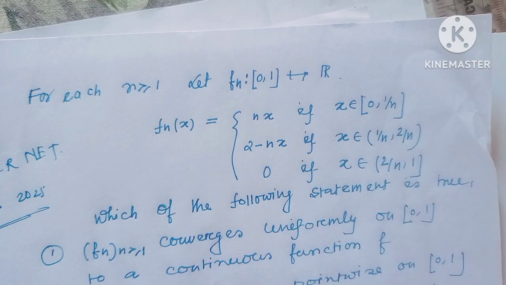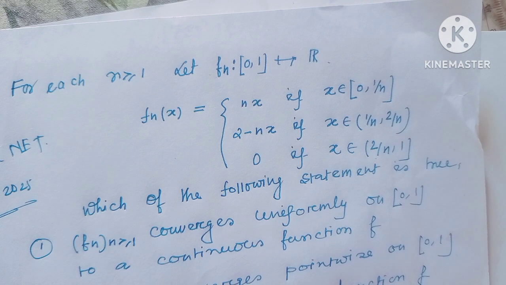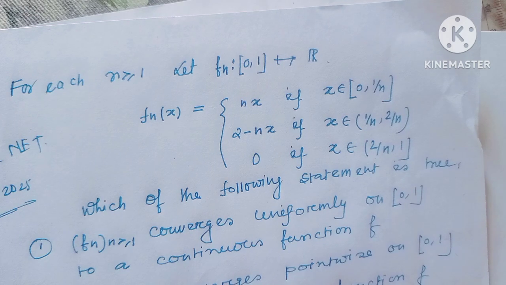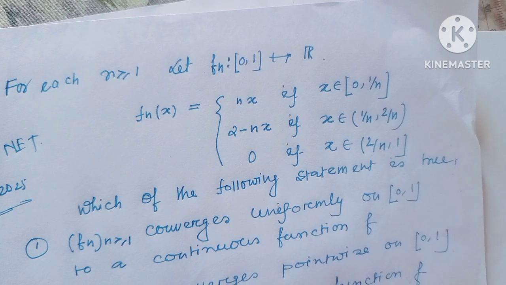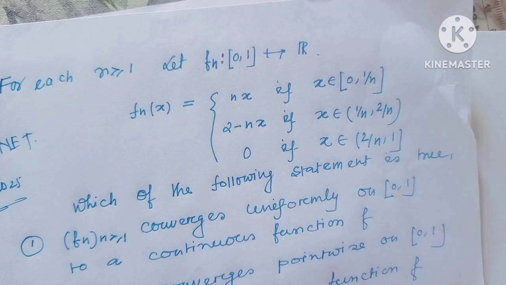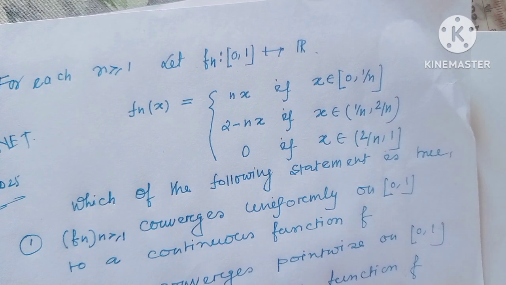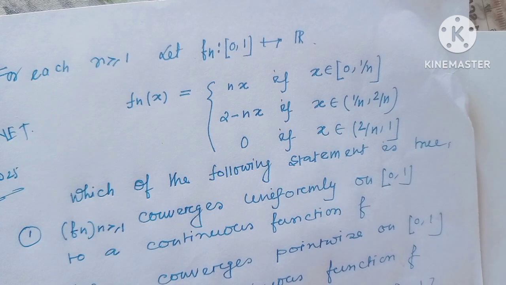such that fn(x) equals nx if x belongs to the closed interval 0 to 1 over n, 2 minus nx if x belongs to the open interval 1 over n to 2 over n, and after 2 over n to closed 1, this value is 0. Then which of the following statements is true?